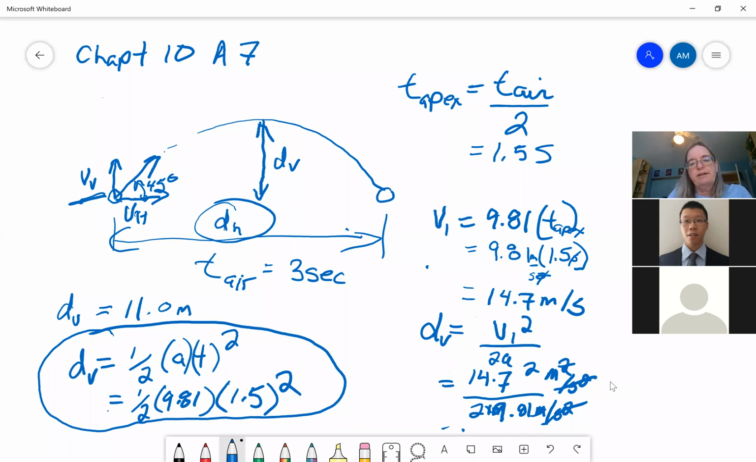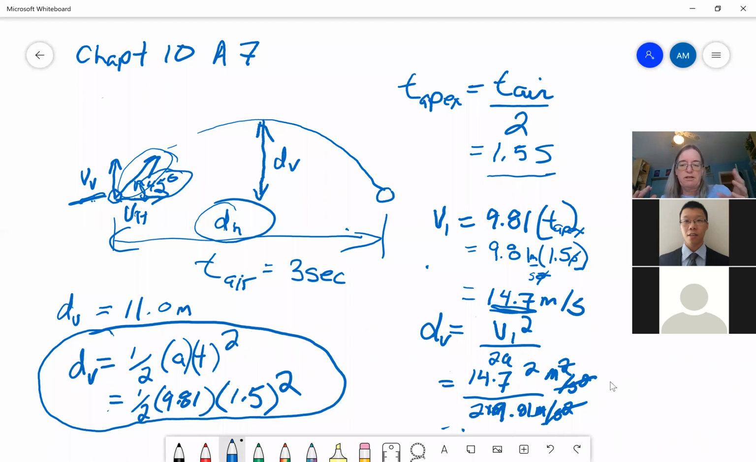See, I can calculate it. So this is the vertical velocity at time 1, right there. That's the 14.7 meters per second. So from the apex time, or the time to apex, I can actually calculate what this is. I don't need to know what this guy is and this angle is.